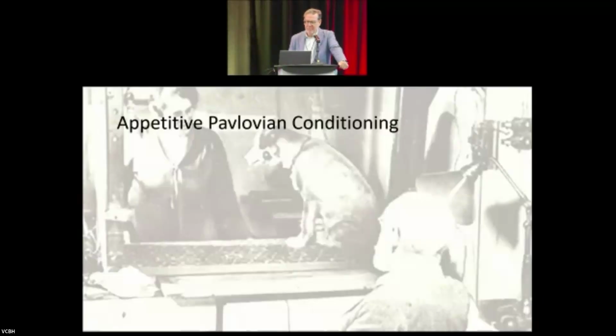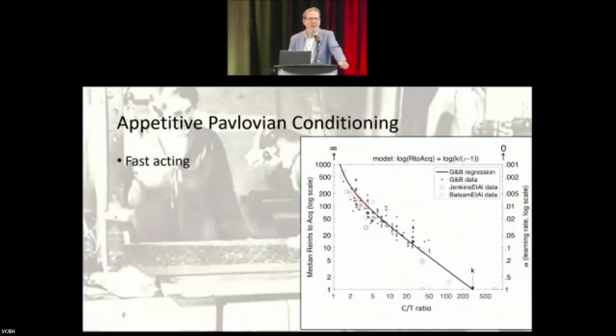Pavlovian conditioning, under the right conditions, is fast acting. So what this shows on the y-axis is how many trials are required in order for the conditioned stimulus to elicit the conditioned response. And on the x-axis is the C/T ratio that I can talk to you later about if you're interested. But the point of the slide is that if you arrange the training conditions right, you can produce Pavlovian conditioning in just a couple of trials. Well, that sounds a whole lot better than 120 experiments with 80 trials in every single session.